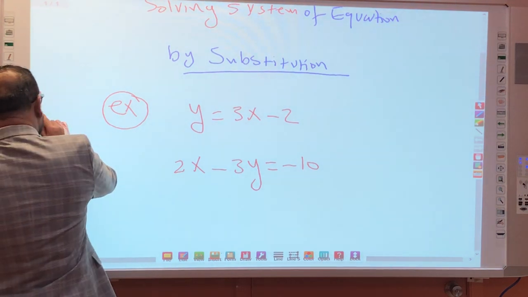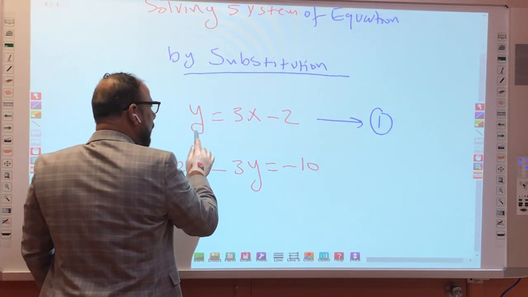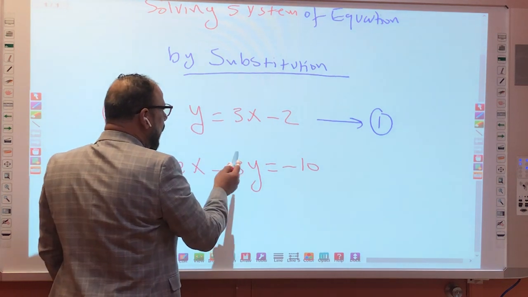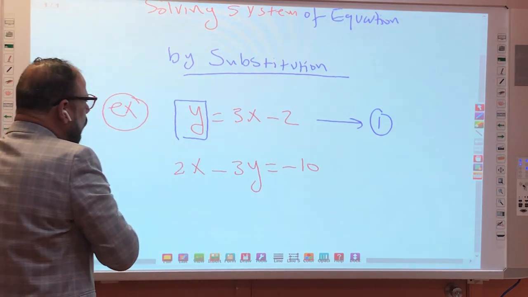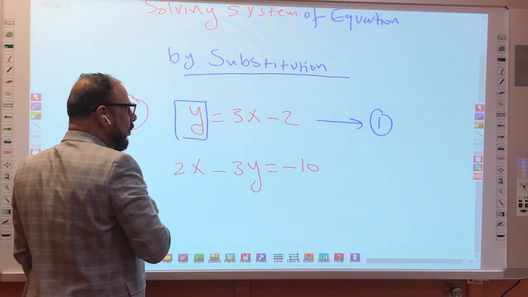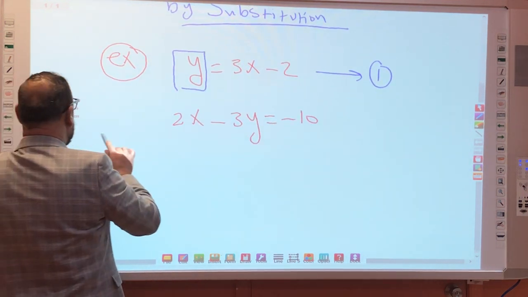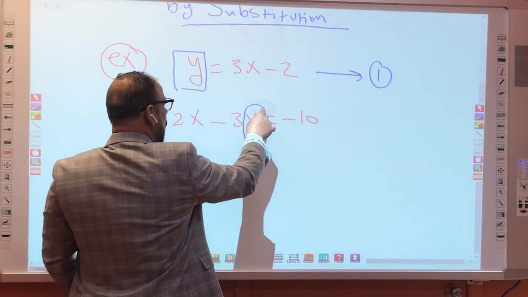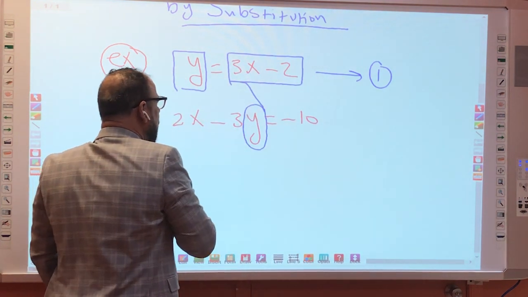Why? Because look at the first equation, equation number 1. The first is solved for y. When I say solved for y, that means y is on one side. Remember, in the SAT, they will ask you a lot to solve for specific variables. As long as we have the first equation solved for y, all I want to do now is go to the second equation and replace y by its given value. What's the given value for y? 3x minus 2. Then let us do it.